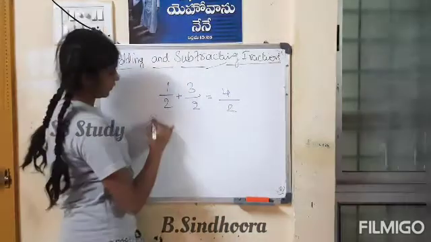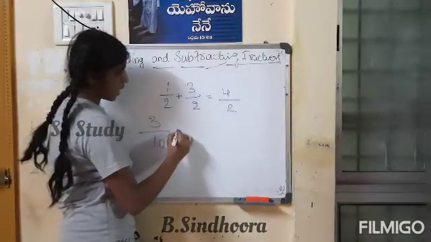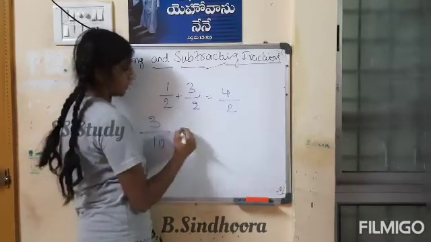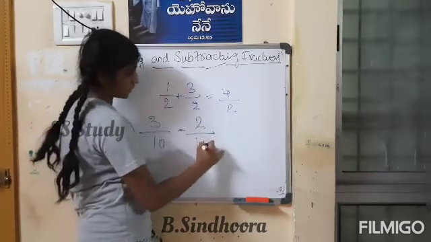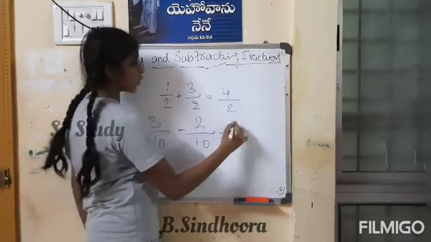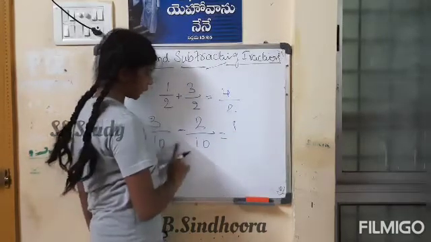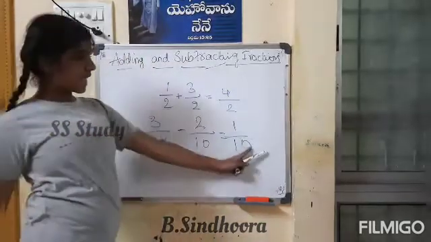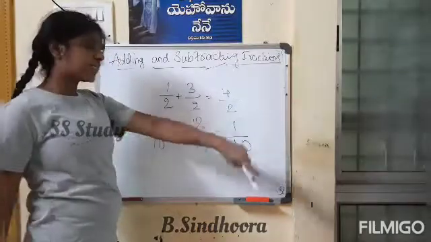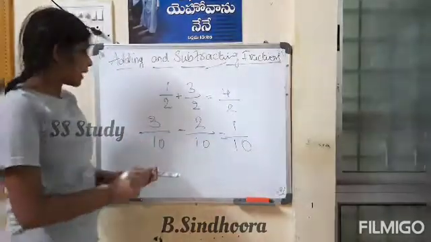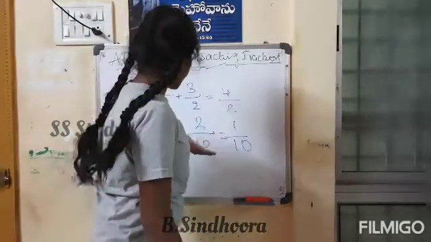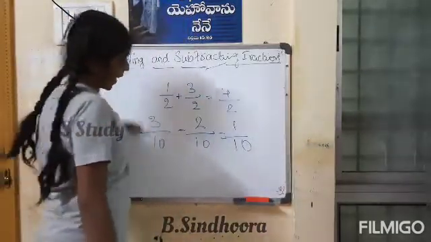If I give 3 by 10 minus 2 by 10, 3 minus 2 is 1. The denominator stays 10. Like fractions means the answer will also have the same denominator, 10. 1 by 10 is the answer of 3 by 10 minus 2 by 10. This is about adding like fractions and subtracting like fractions.